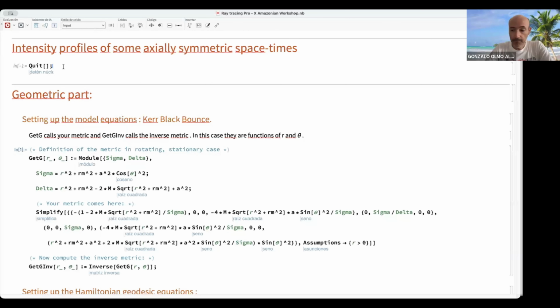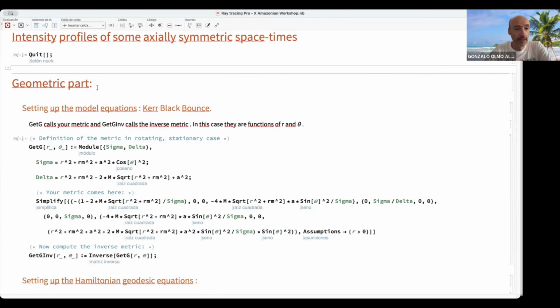Let me quit the kernel because I was playing with it just before. And now, to start, we define the geometric part, the metric. Basically, I'm defining the metric through this command, get g. G is the metric. We are working with axially symmetric spacetimes, the general family that I introduced before in the previous lectures.